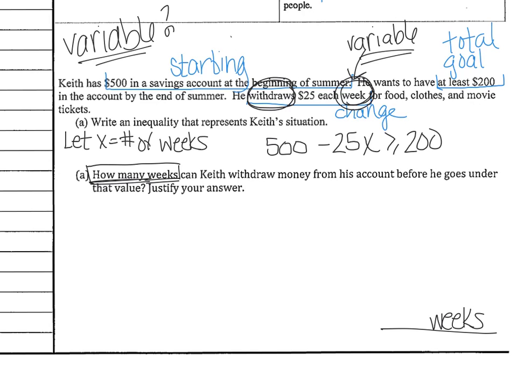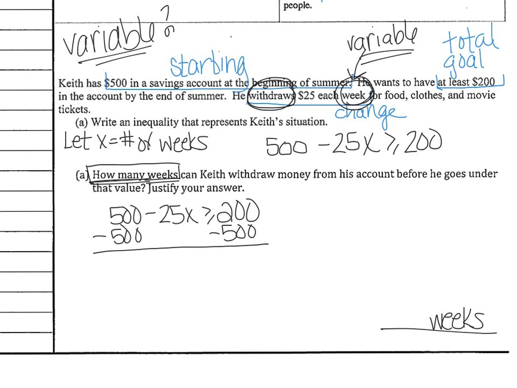All right, so let's take our 500 minus 25x is greater than or equal to 200. And let's solve this and get x by itself. I need to subtract 500. So let's get x by itself because x is the number of weeks. And once I know the number of weeks, I know what will happen. So that goes away. I've got my negative 25x greater than or equal to negative 300.